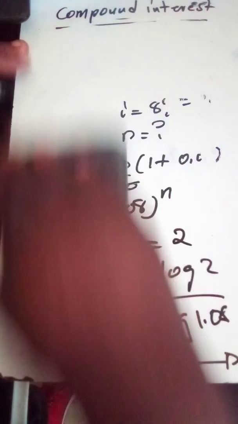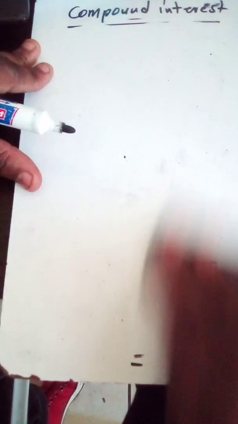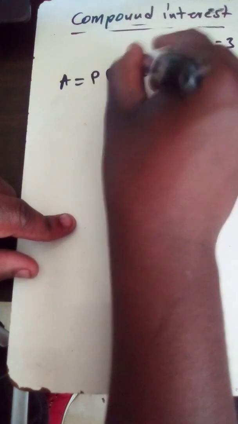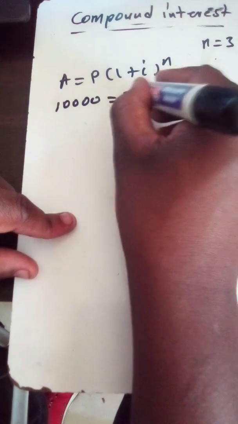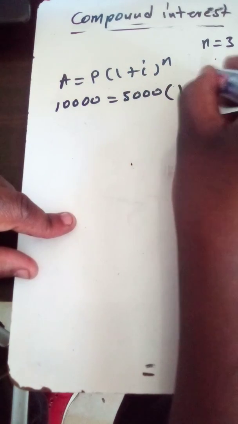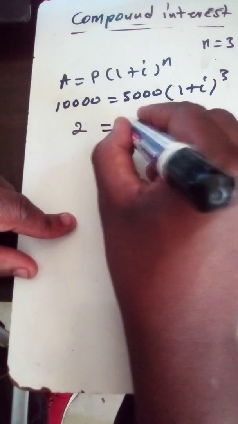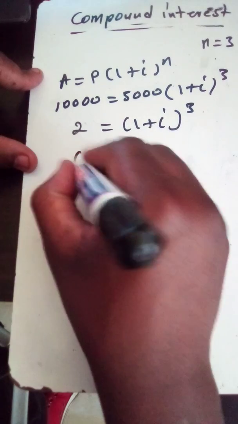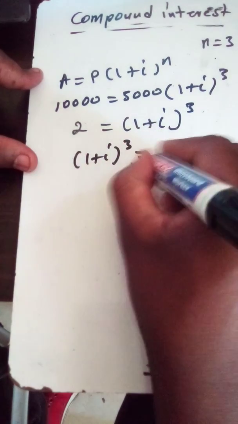So what if you want to find the interest rate? In the same question, let's say you are given the number of years as 3, so n equals 3. You use the same formula, A equals P times 1 plus I to the power n. So 10,000 equals 5,000 in brackets 1 plus I to the power 3. Then if you divide by 5, it is 2 equals 1 plus I to the power 3. So you can rewrite it as 1 plus I to the power 3 equals 2.